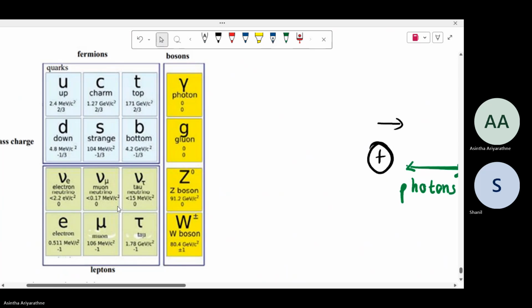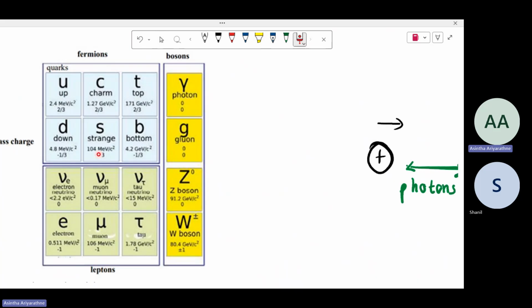So I think you have to remember these quarks at least. There are six quarks: up, down, charm, strange, top, bottom. Very strange names, but that's how they are called by scientists. And this is the electron neutrino, electron, mu neutrino, muon, tau, and tau neutrino. These are called leptons, and these are fermions.